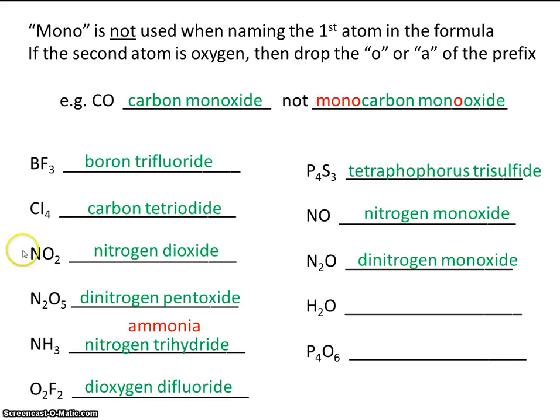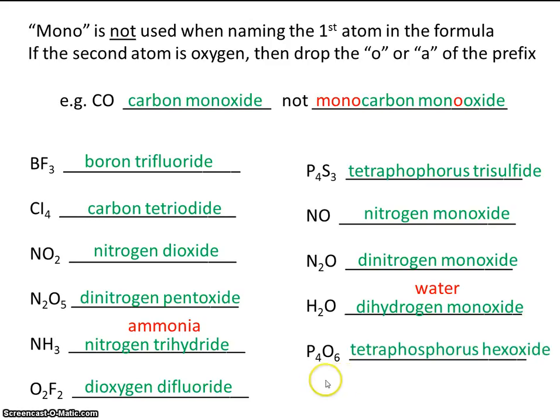Notice that there's a difference between nitrogen dioxide and dinitrogen monoxide. These are very different things. Let's see what you wrote down for this. Did you write down dihydrogen monoxide? Maybe you did. Of course, maybe a better word would just be water. But dihydrogen monoxide is the correct official name for water. 4 phosphorus and 6 oxygen. So tetraphosphorus hexoxide.